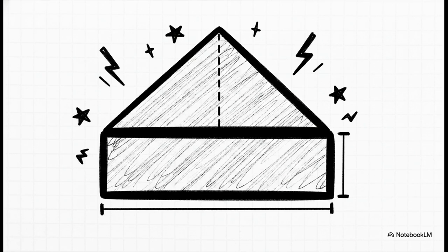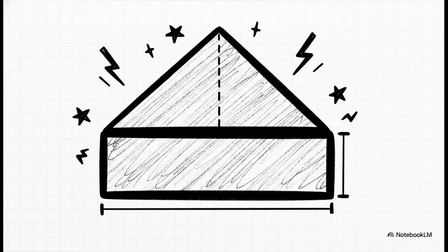Okay, this is it, the boss battle. We are tasked with calculating the total area of a combined shape. It consists of a rectangle measuring 20 by 9 centimeters, and attached right to the top of it is a triangle with a base of 18 centimeters and a height of 8 centimeters.